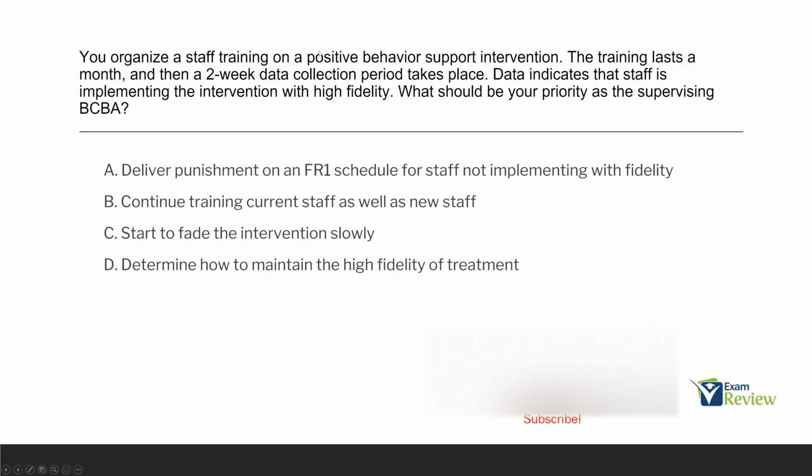You organize a staff training on a positive behavior support intervention. The training lasts a month and then a 2-week data collection period takes place. Data indicates that staff is implementing the intervention with high fidelity. What should be your priority as the supervising BCBA? All right, this is staff training, supervision. It gives people trouble, okay?